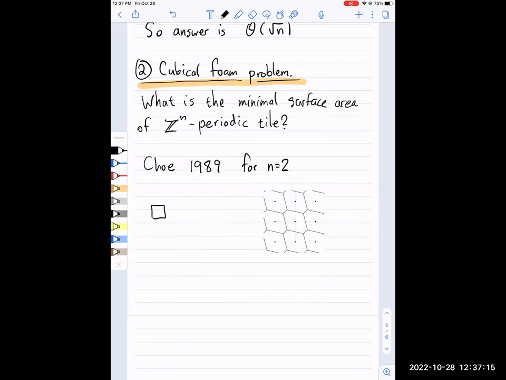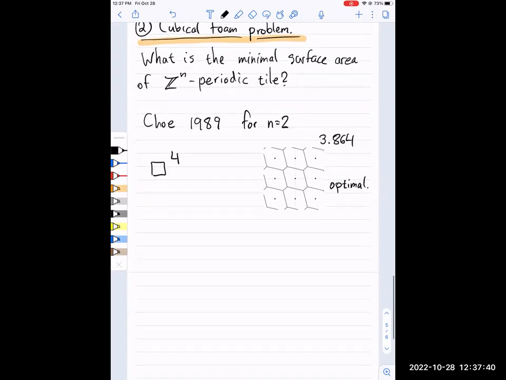So squares, again, are an answer. It's 4. This gives you 3.864, those kind of hexagons. And this is also optimal. They form those angles of 120 degrees. Choi proved it's optimal, apparently, among all partitions. You can take this question also in high dimensions, which is what we care about. In n equals 3, in 3 dimensions, of course, it's open.